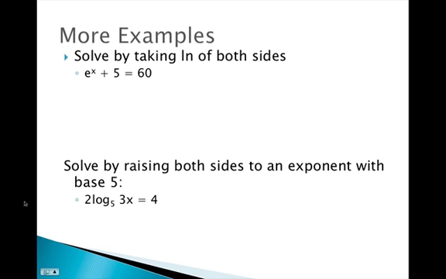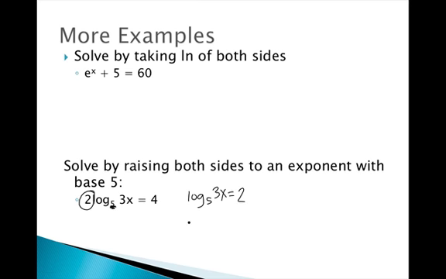So this one we're going to solve by raising both sides to an exponent with a base of 5. And the reason is because we see that our log has a base of 5. But again, before we do anything, let's see if we can simplify using algebra. We've got this 2 in front here. We can divide both sides by 2. So that gives us log base 5 of 3x equals 2.